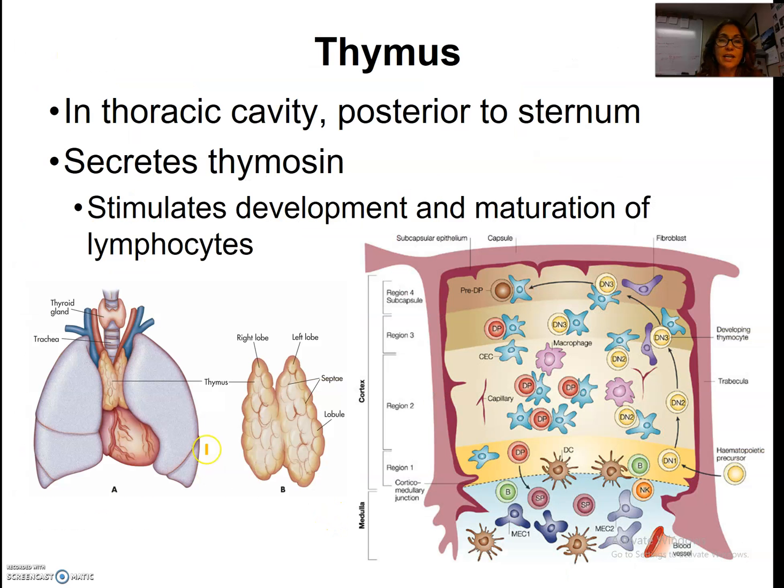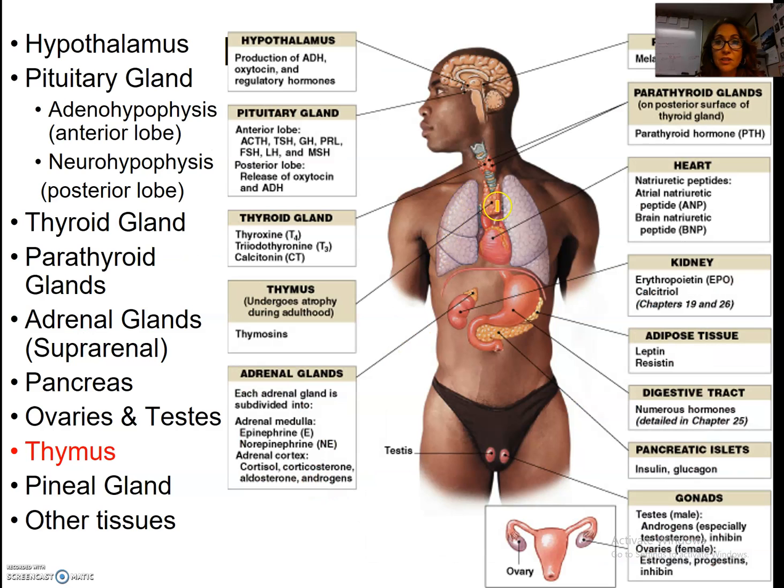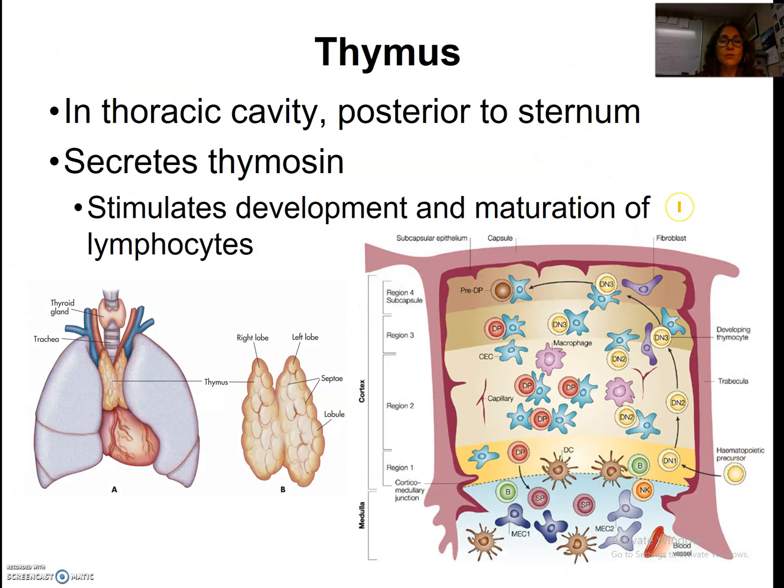The thymus gland is an interesting gland. The thymus is localized right above the heart, right here. And the thymus, so it's in the thoracic cavity. It is posterior to the sternum, so it's covered by the sternal plate, and it secretes thymosin. What thymosin is doing is inducing the maturation of lymphocytes. So lymphocytes are white blood cells.